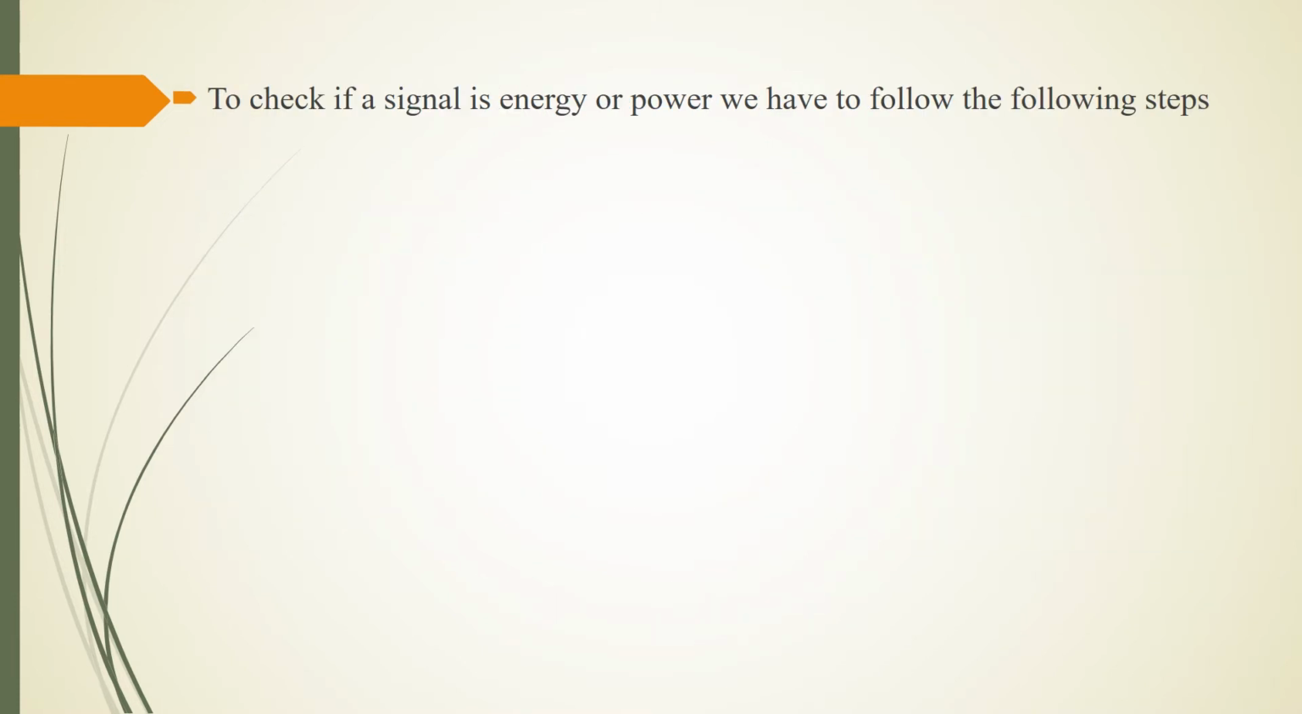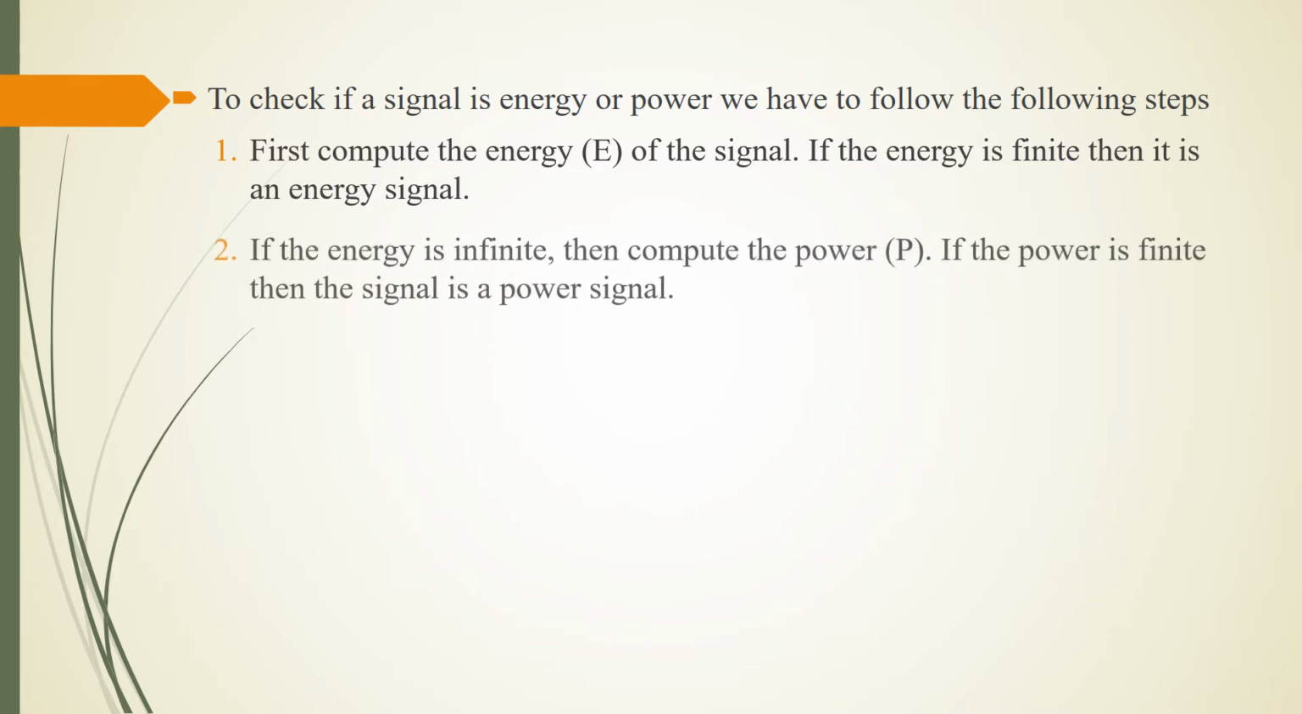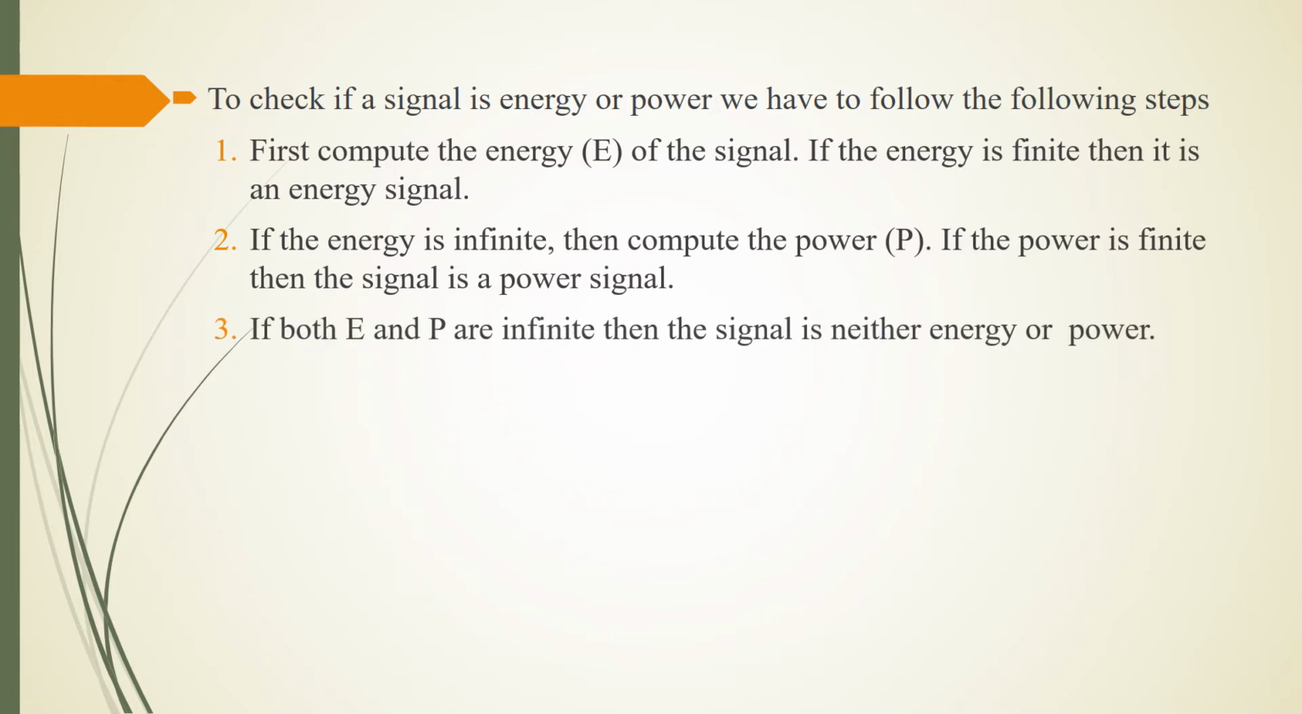Now, to check if a signal is an energy or a power signal, we follow these steps. The first step is to compute the energy of the signal. If the energy is finite, then we classify it as an energy signal. If the energy is infinite, then we compute the power, and if this power is finite, then we classify the signal as a power signal. If both energy and power are infinite, then the signal is classified as neither an energy nor a power signal.